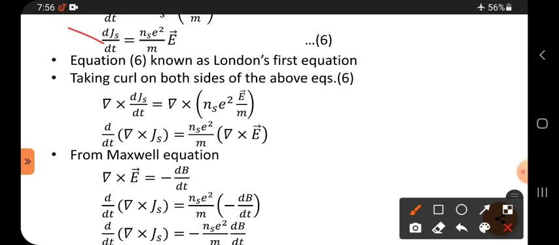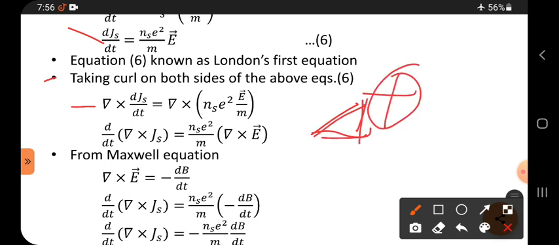And now what do we have to do for deriving the second equation? If you want to derive the second equation, we have to take curl on both sides of the above equation 6. Taking curl means del cross. Del cross is called curl.